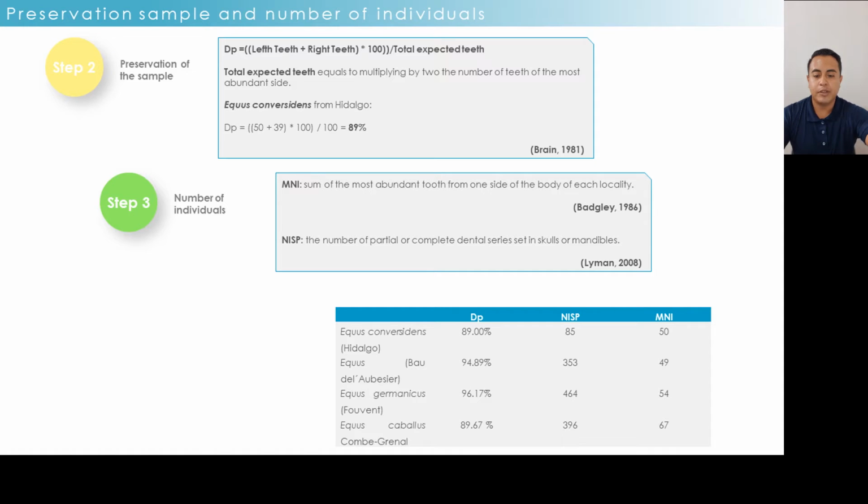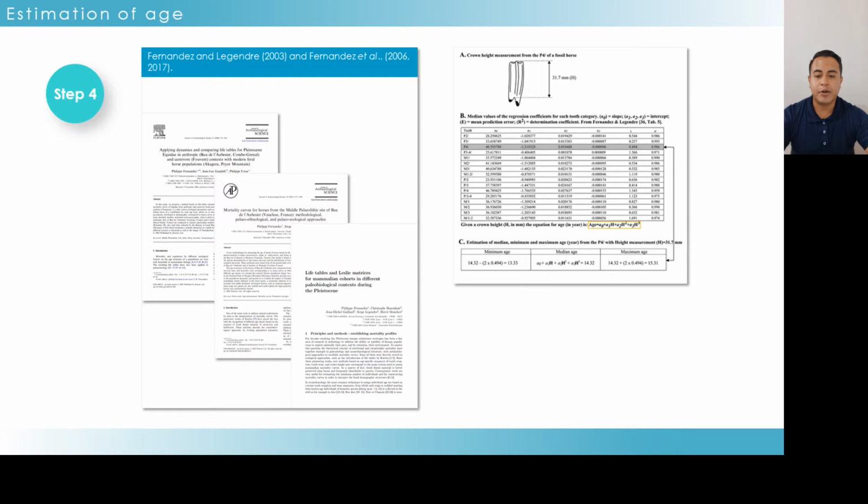The obtained value is 89%, similar to values reported in closed environments like caves. This percent suggests that taphonomic processes less modified the original fossil-bearing deposits and that dental frequencies are not underestimated. We estimate the relative frequencies of individuals of each locality using the minimum number of individuals index and the number of identified specimens index. We estimate the age of the individuals according to the method of Fernandez et al.